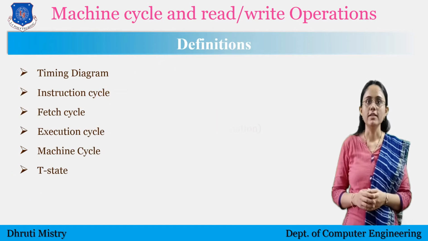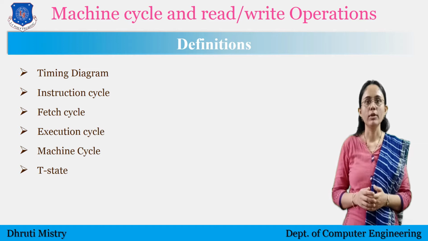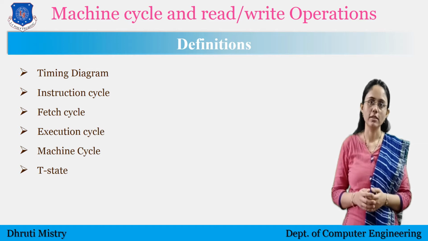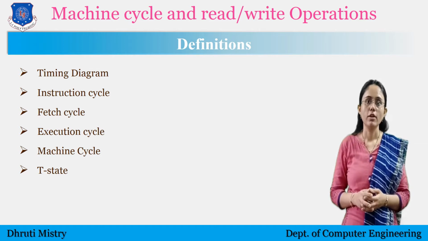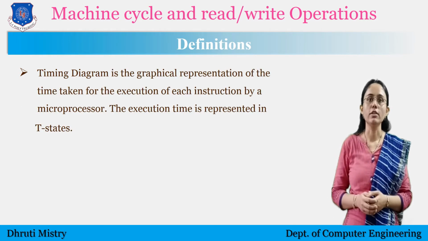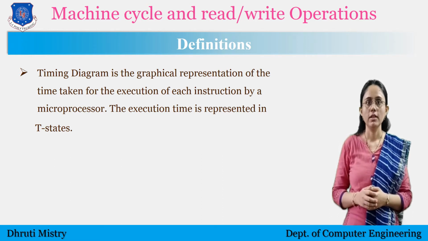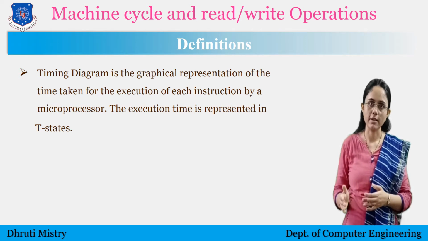Now, we will learn some important definitions, or we can say terminologies related to this topic. First, what is timing diagram? It is a graphical representation of the time taken for the execution of each instruction by a processor. The execution time is represented in T-states.